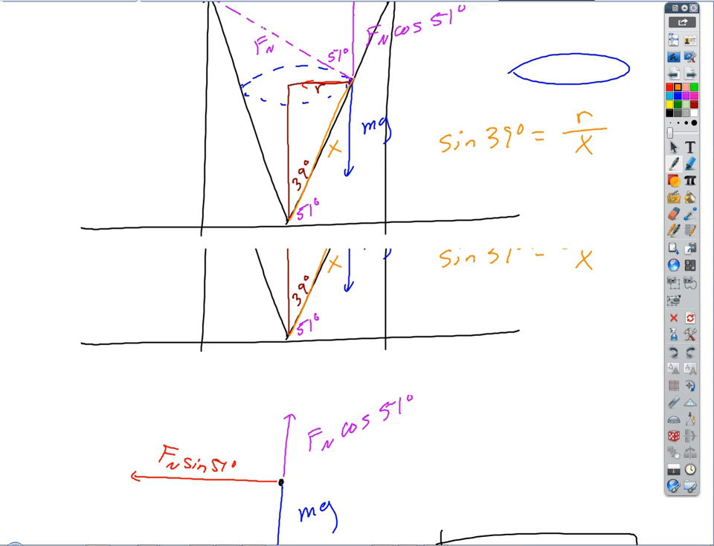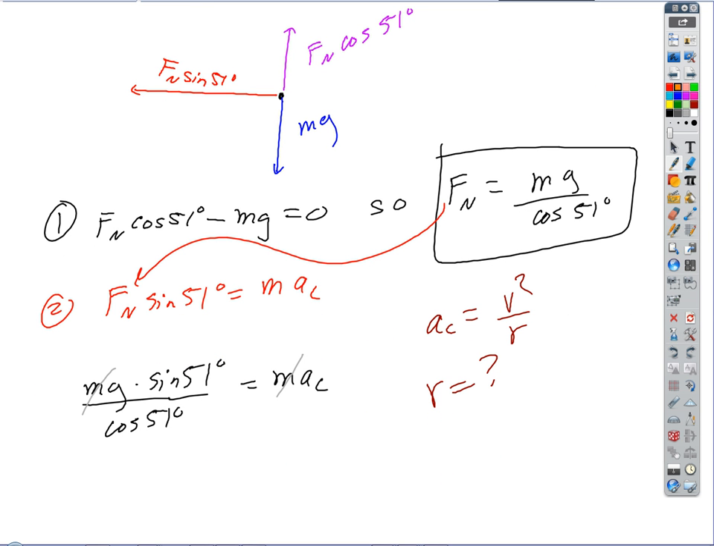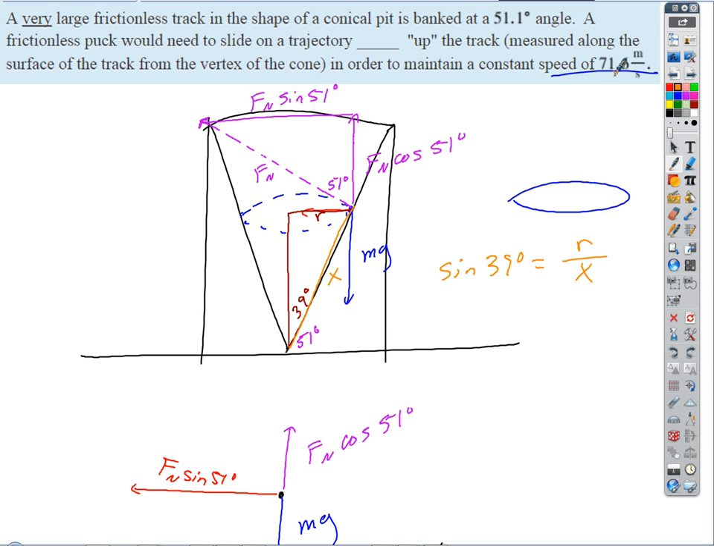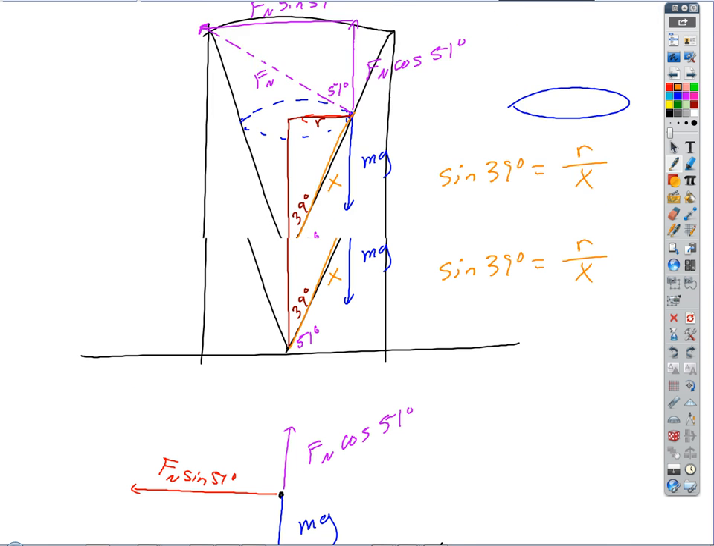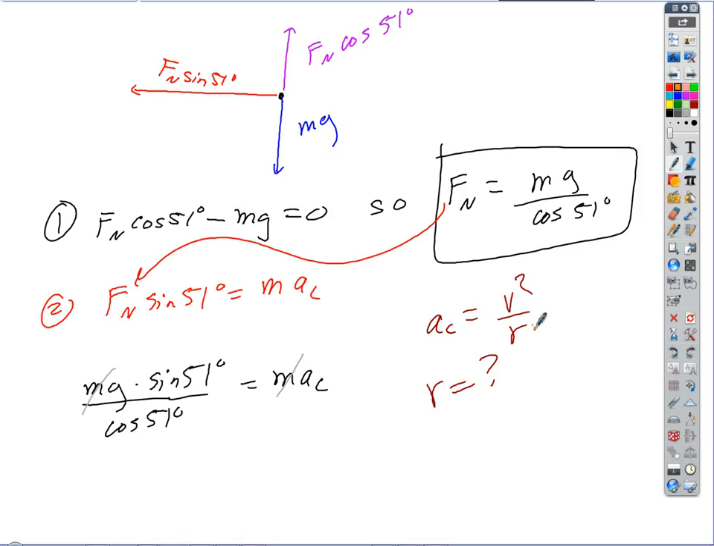So r is whatever we get from this. I'm not going to do all the calculator work, but we could plug in numbers and find out what centripetal acceleration is. Once I know what centripetal acceleration is, I know v is that 71.6. Then I could solve for r and know the numerical value of r. See what I'm saying? So that's a pretty tough one.